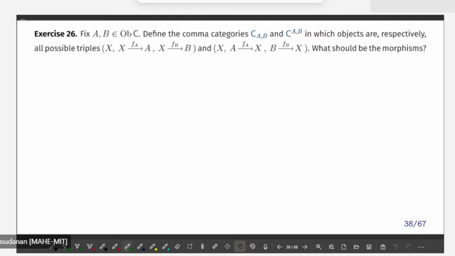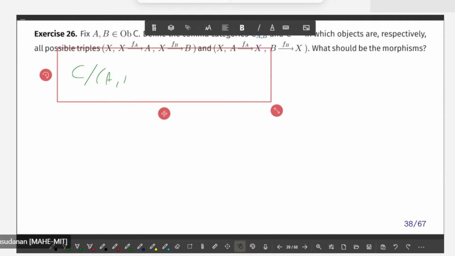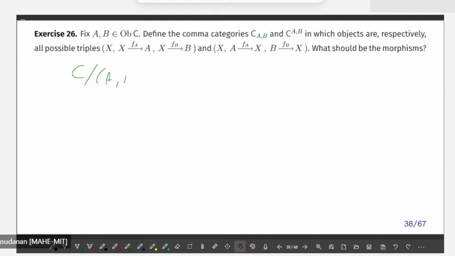The previous one was done because this is an upgraded version, but this is more important than the other. Here you can do this with any number of objects and any number of morphisms. So we're defining this, which can also be denoted by C over AB if you want. But I'm using this notation. Actually, to be consistent, I should use the same kind of notation.